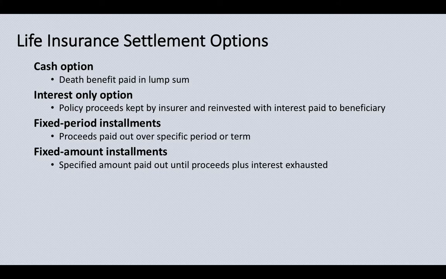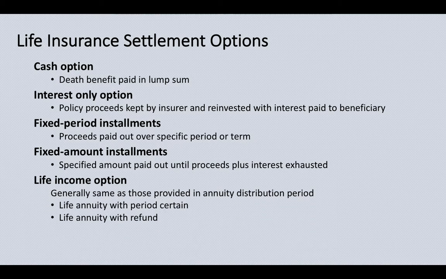Then the fixed amount installment. They will say, you know what, we're going to pay you your $1 million death benefit at $100,000 per year. So this $100,000 per year is fixed, but the period of time is not fixed. It is a specific amount paid out until the proceeds plus interest are exhausted. You can see how long you get paid is unknown, but the amount is fixed.